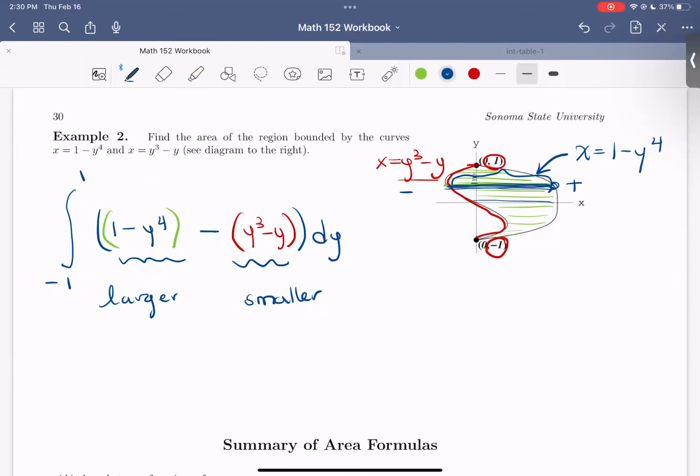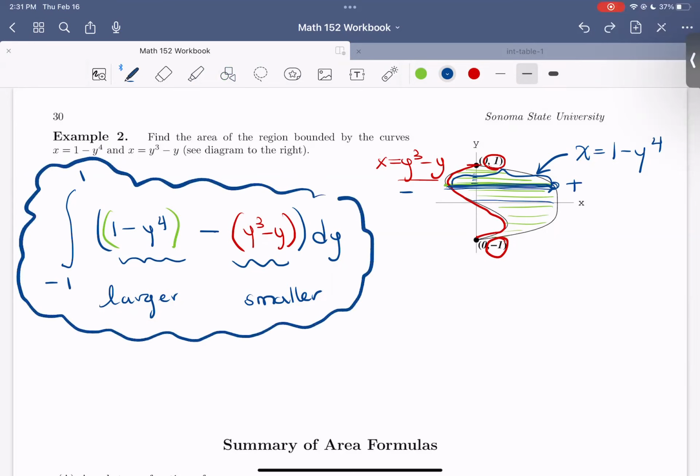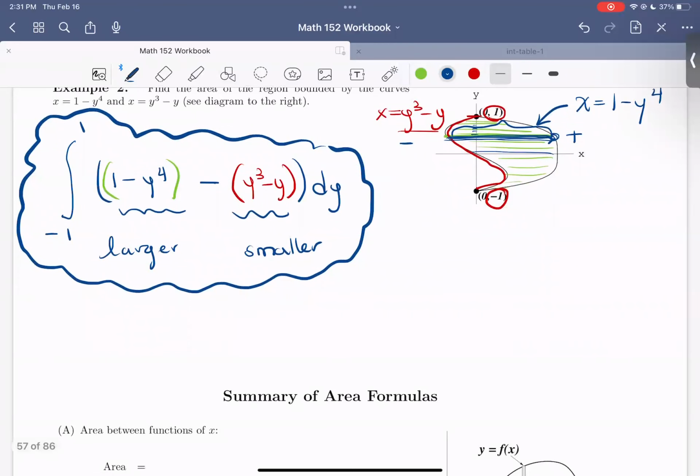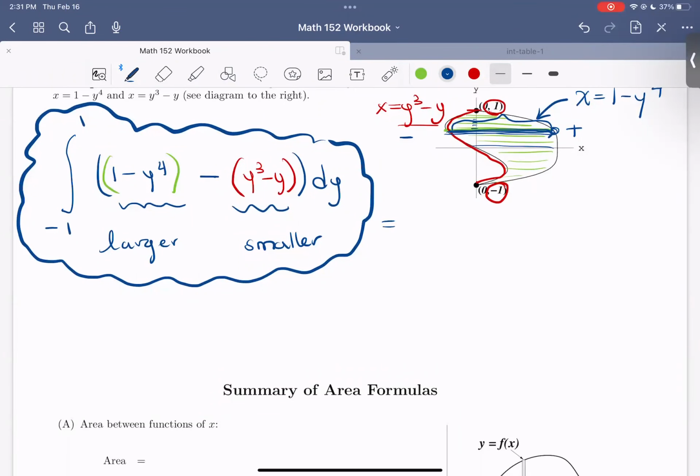At this point, please pause the video and make sure you're feeling comfortable with the integral we have set up so far. Okay, now we just need to compute this integral. To do that, I'm going to go ahead and distribute the subtraction of the second function, just so that I don't get confused with my negatives and my parentheses.